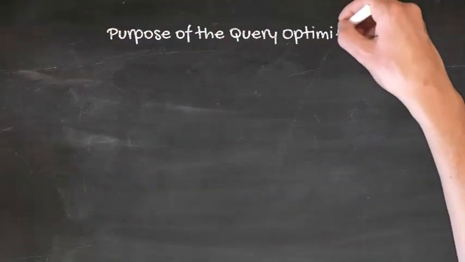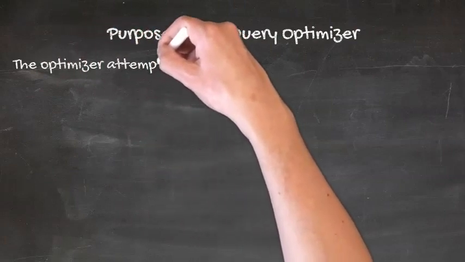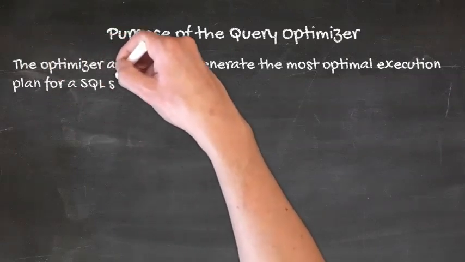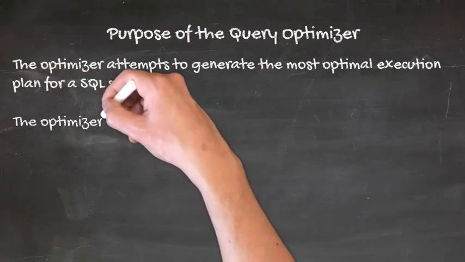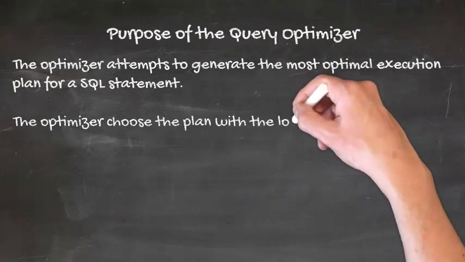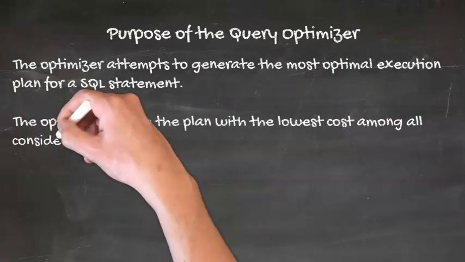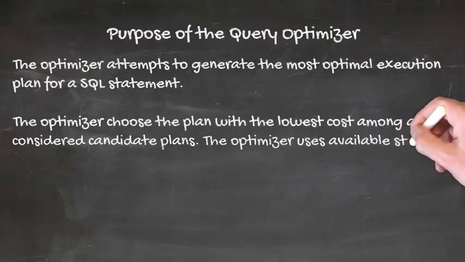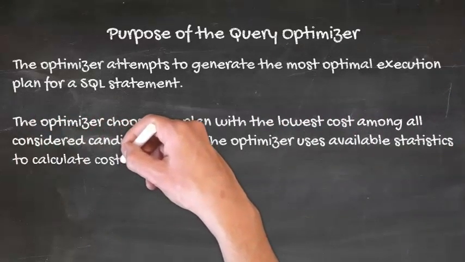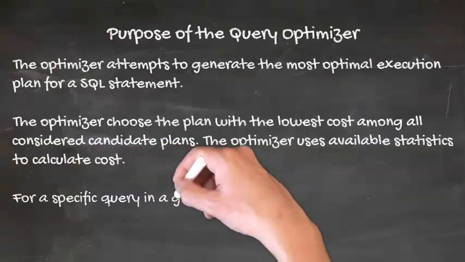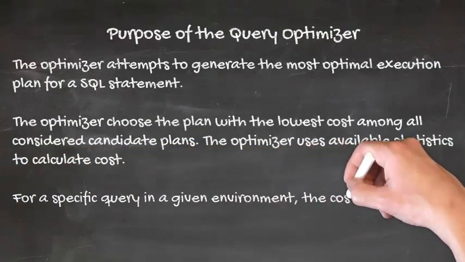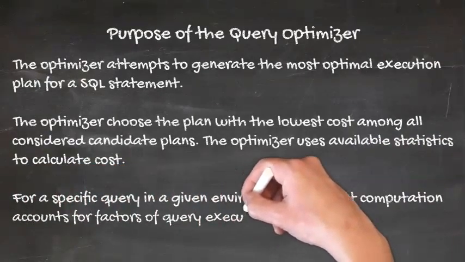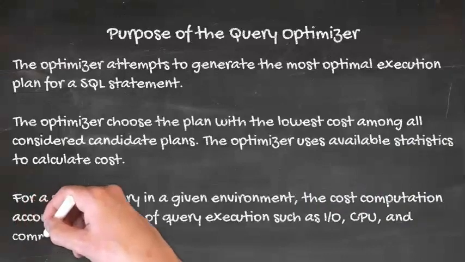The purpose of the optimizer is to attempt to generate the most optimal execution plan for a SQL statement. The optimizer chooses the plan with the lowest cost among all considered candidate plans. The optimizer uses available statistics to calculate that cost. For a specific query in a given environment, the cost computation accounts for factors of query execution, such as input-output, CPU, and communication.